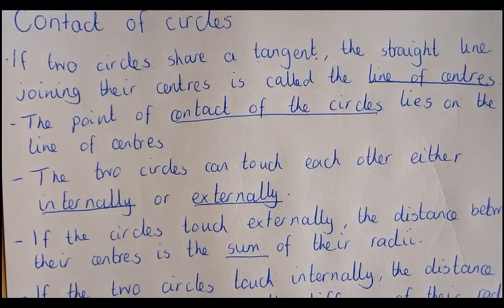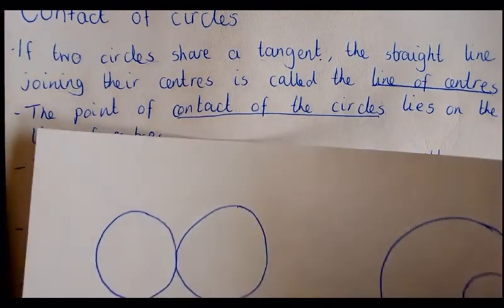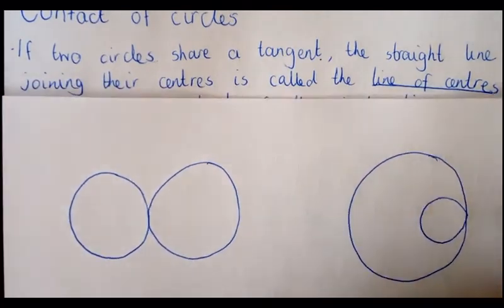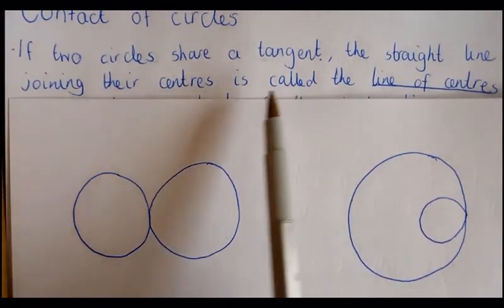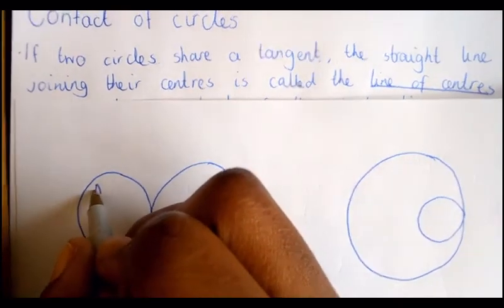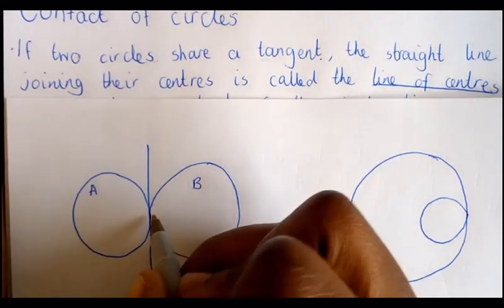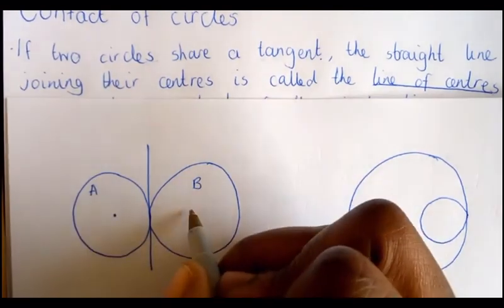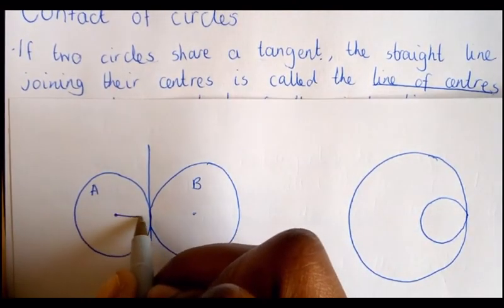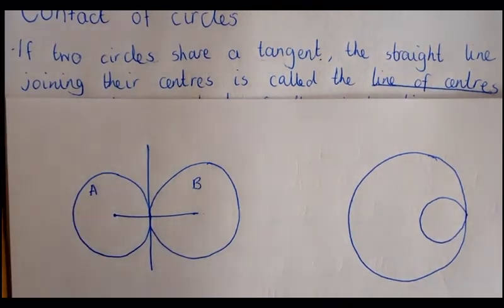Hi, so this lesson is on circle geometry involving two or more circles, that is, contact of circles. If two circles share a tangent, the straight line joining their centers is called the line of centers. So if we look at these circles, we can name this A and this B. They share a tangent. This is the tangent, and this is the center, and this is the center. So this straight line that joins the centers is called the line of centers.